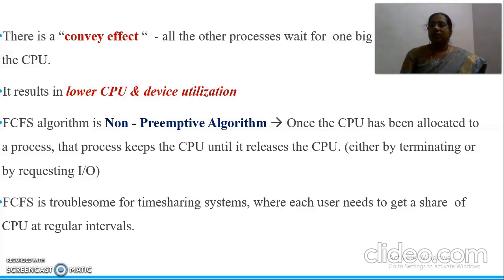This manner is troublesome for time sharing systems, where each user needs to get a share of the CPU at regular intervals. So in such a case, we have to move to the next type of algorithm, which helps us with time sharing systems and removes the flaws in first come first served scheduling.